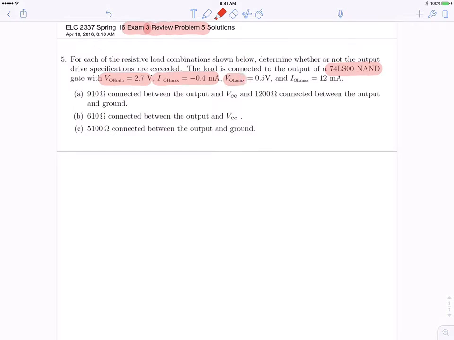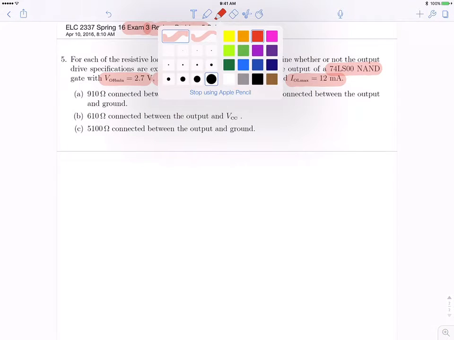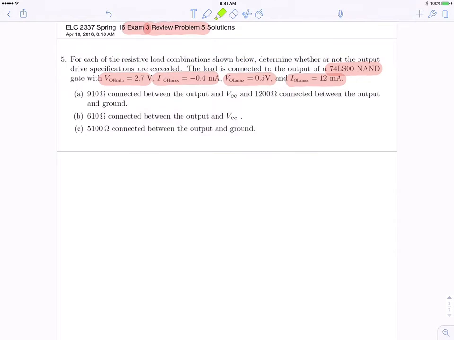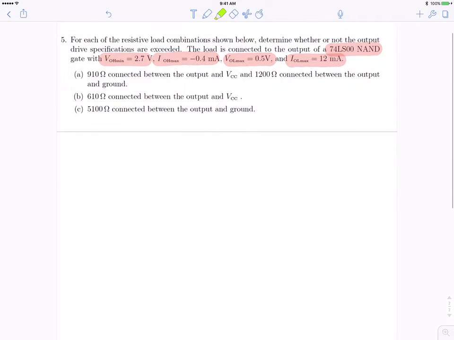Okay, on the low side, for this particular test, the worst case low is 0.5 volts, and the device would need to sink 12 milliamps to make that load work. So we can consider this to be a limit for the amount of current that the device can sink. Okay, so we're supposed to take a look at different load conditions and determine whether or not the output drive specifications are exceeded.